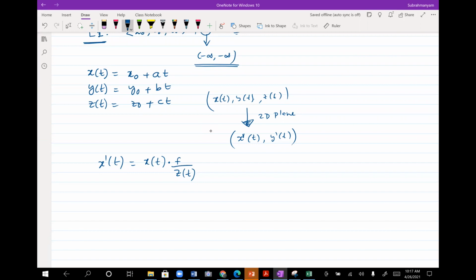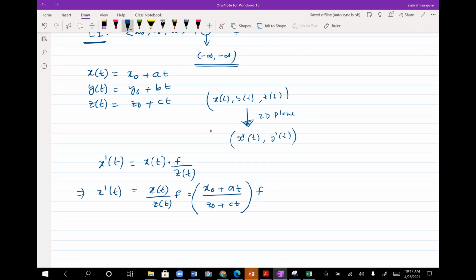The point is parameterized in terms of t. For more convenience, let me write it as x dash of t equals x of t by z of t times f. Let me substitute those values there: x naught plus a times t by z naught plus c times t, into f. That's my x dash of t.